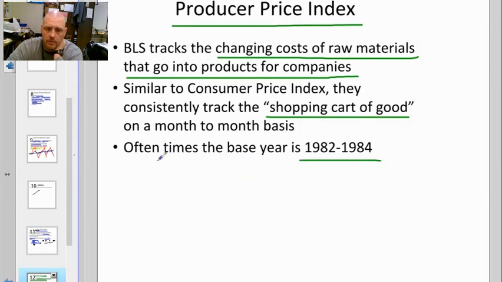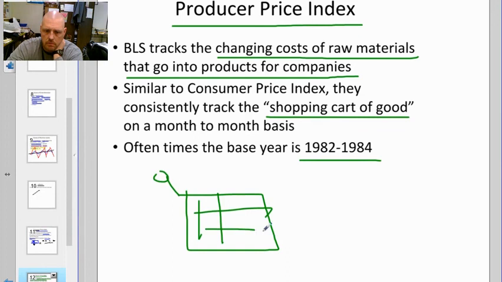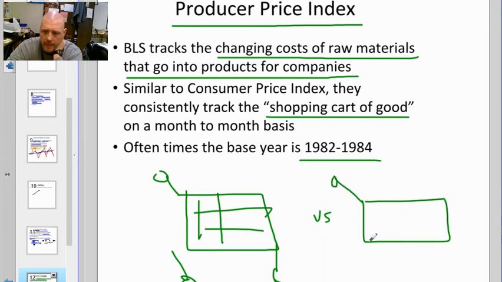So both of these will add up the shopping cart worth of goods and then compare it to that same shopping cart back in 1982, 1984 to say what's happening to prices. On average, they're going to go up about, whoops, I can write that cleaner than that. They're going to go up about 2 to 3%, roughly.